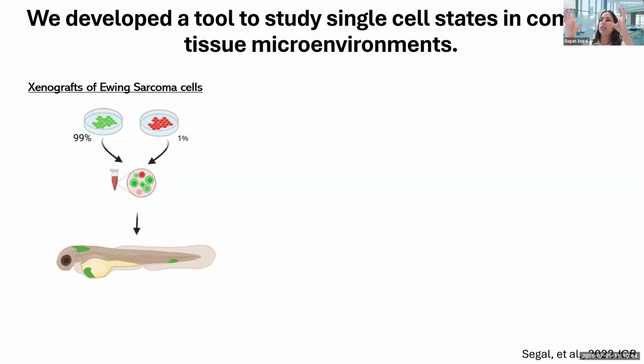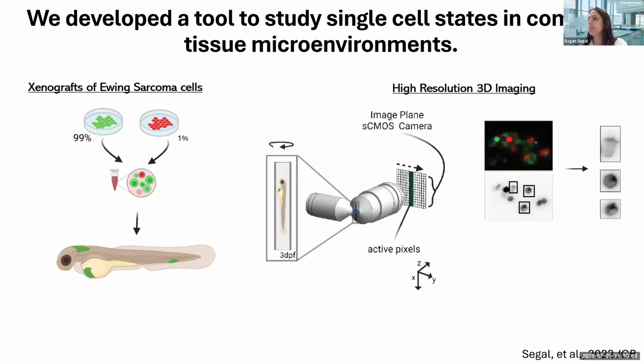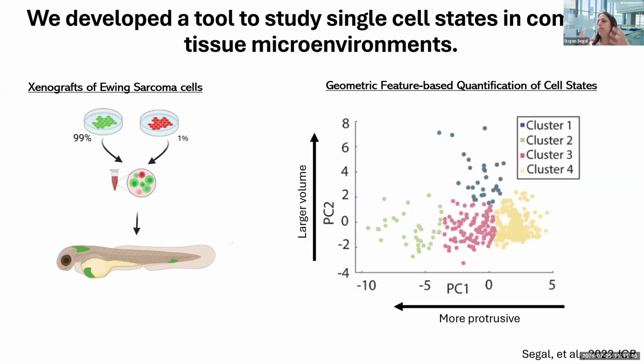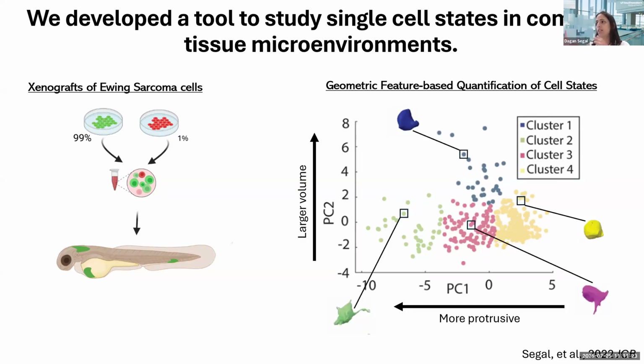So what I did was I injected mixtures of fluorescently labeled cancer cells into different seeding sites in the fish, and then imaged those with a high-resolution microscope, where I was able to extract from the images 3D volumes of single cells within a cluster of cells within different seeding sites in the fish. And then from those 3D volumes, we could do some simple geometric feature-based quantification of the different cell states to find differences between the cell morphologies.